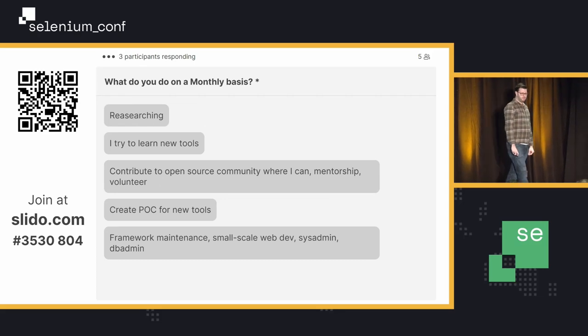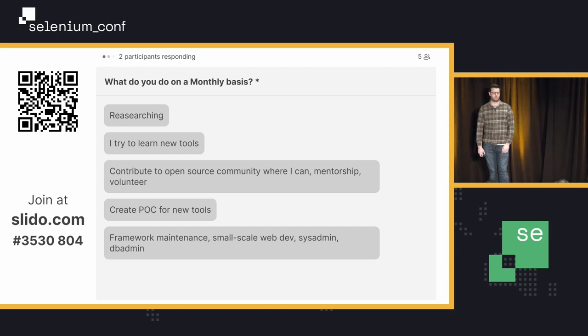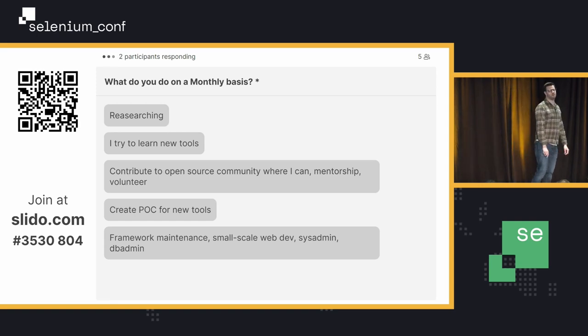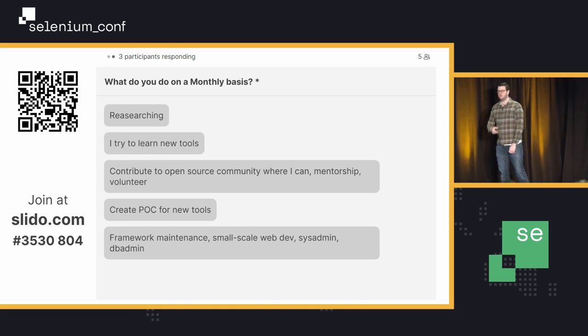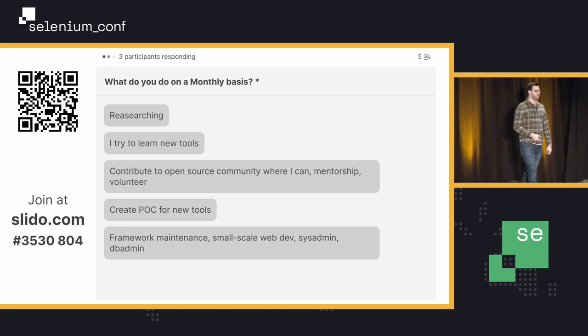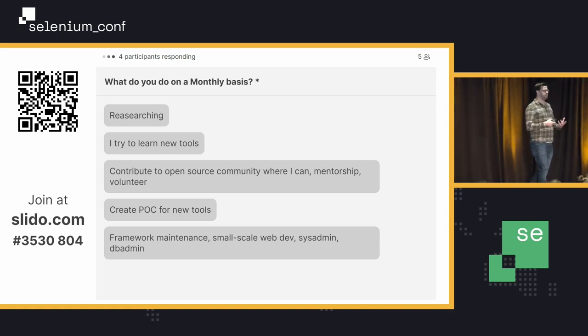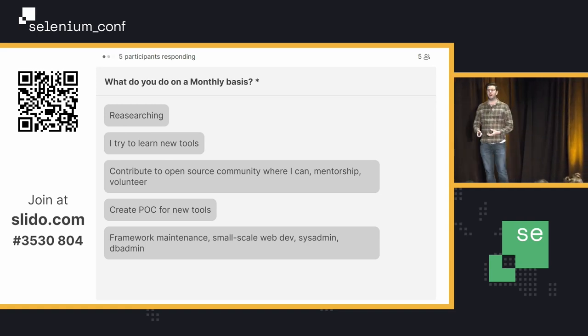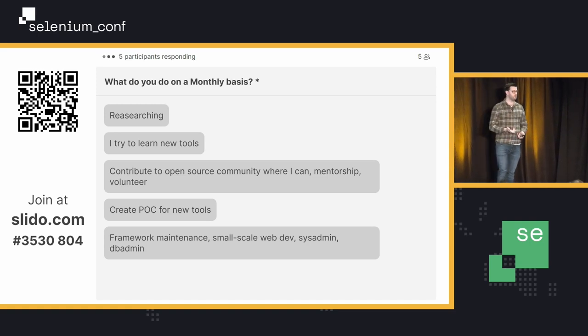And then monthly basis, so seeing some stuff come in here, like research, new tools, proof of concepts, framework maintenance, contribution, mentorship, leadership in automation. These are the things that we are doing. But none of that is really being communicated. And the problem is that, again, the reason why this happens is reflection is hard. It's known sometimes as the curse of knowledge.